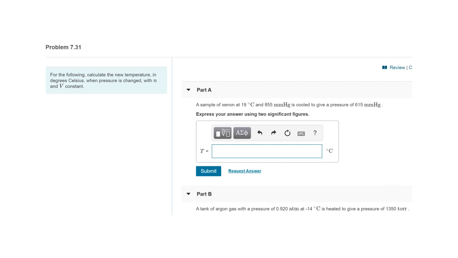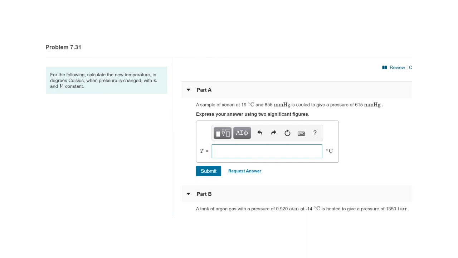Problem 731. For the following, calculate the new temperature in degrees Celsius when the pressure is changed with your number of moles and volume staying constant. A sample of xenon gas at 19 degrees Celsius and 855 millimeters of mercury is cooled to give a pressure of 615 millimeters of mercury.